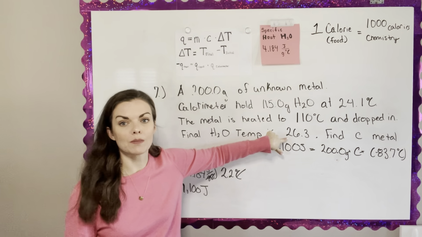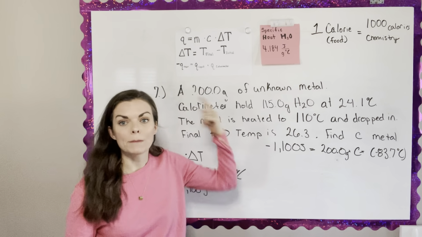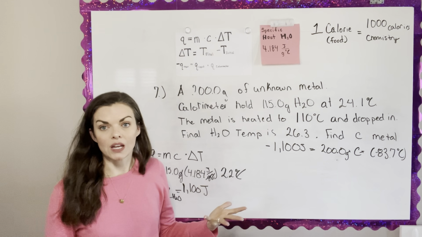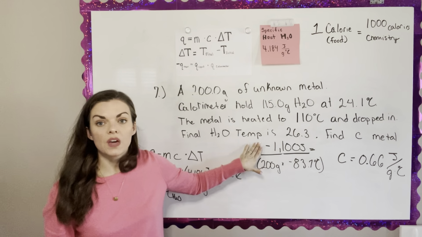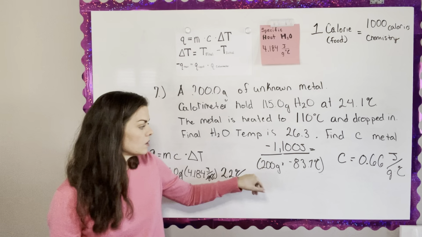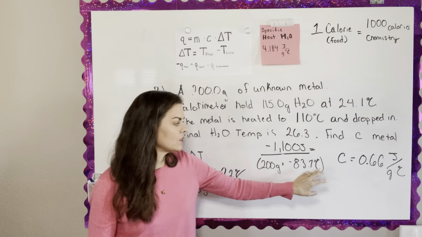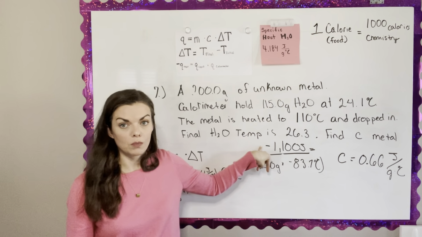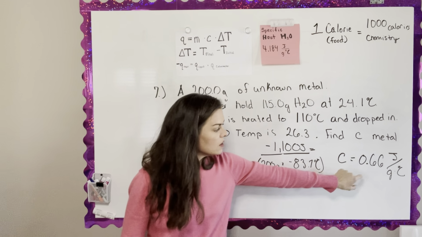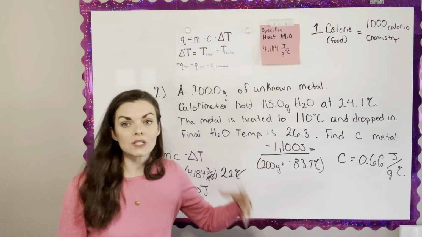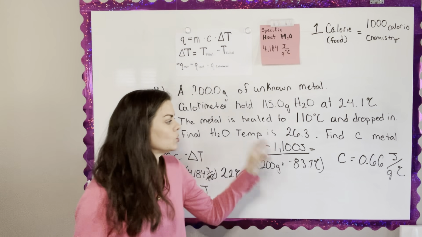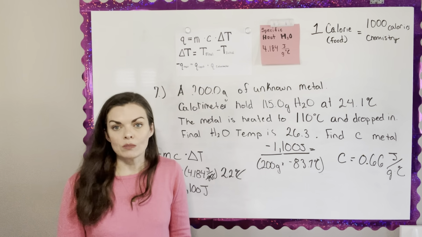Because the metal, sorry, I said that backwards. It's 26.3 minus 110, which is how you get a negative number. So when you do 1,100, and I would divide it, put parentheses around 200 times negative 83.7. Remember, there's a negative up here too. And you should get 0.66. And remember, this is a specific heat, so it is in joules over grams degrees Celsius.